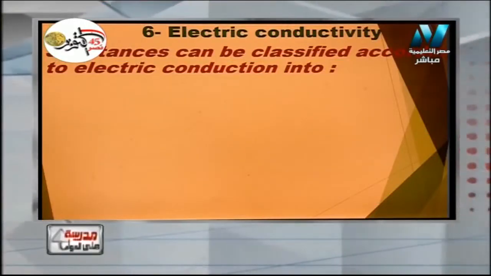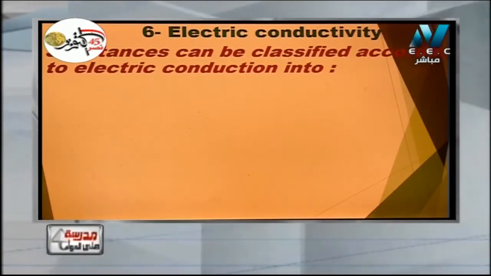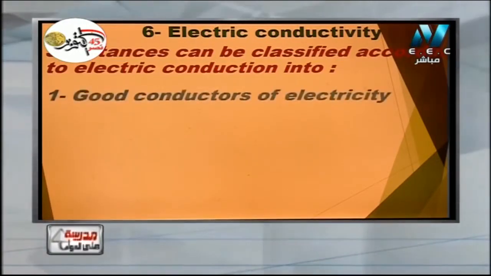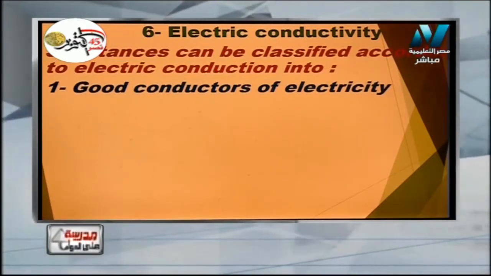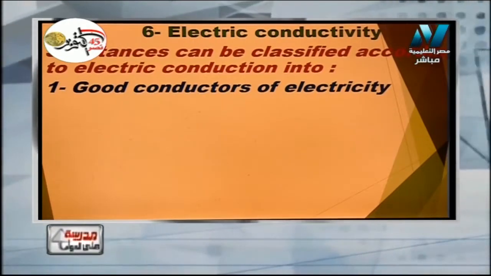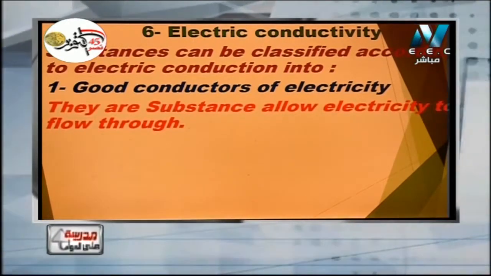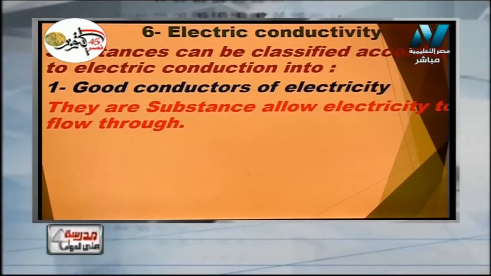So let's see. Substances can be classified according to electric conduction into 2 types. Number 1, good conductors of electricity. Good conductors means electric conductors. They are substances that allow electricity to flow through.